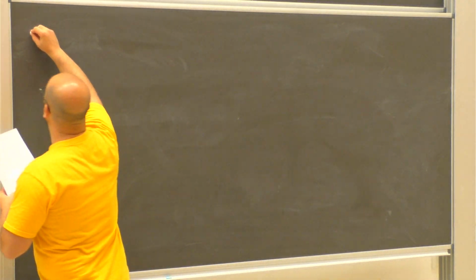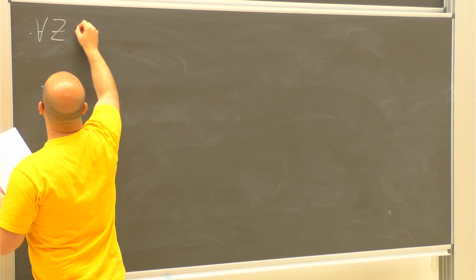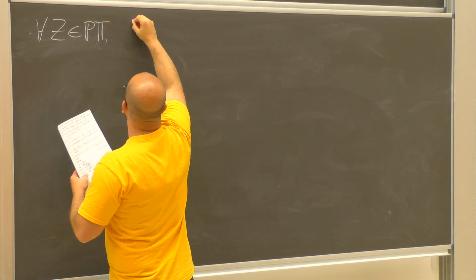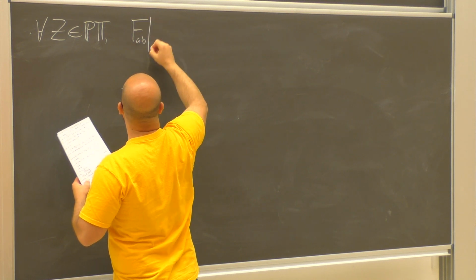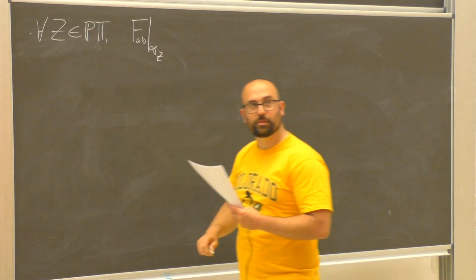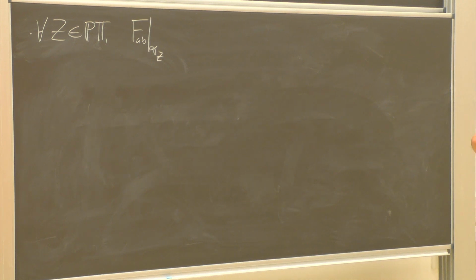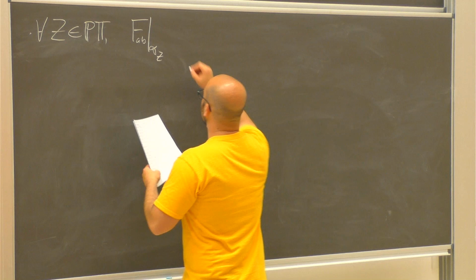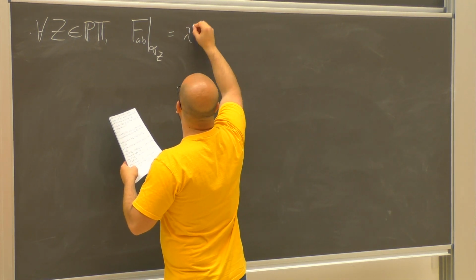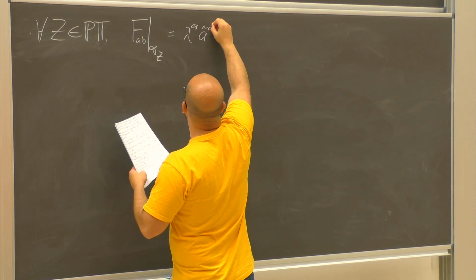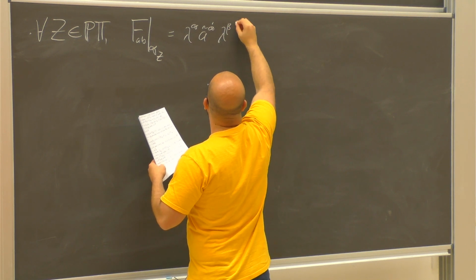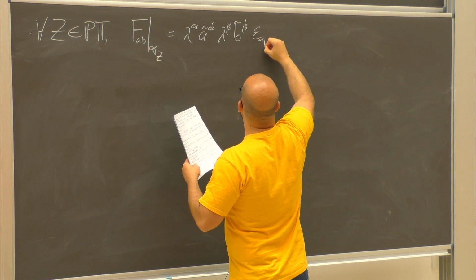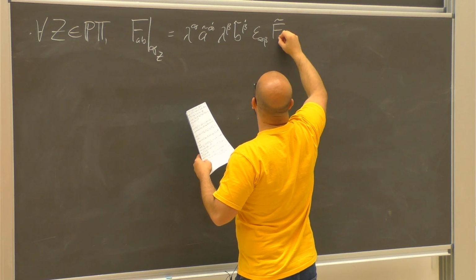So for all points in Twistor space, the restriction of the field strength to the corresponding alpha plane in spacetime. Remember, a point in Twistor space corresponds to one of these totally null two planes in complexified Minkowski space. This is just given by lambda^α A twiddle^α̇ lambda^β B twiddle^β̇ epsilon^αβ F twiddle_α̇β̇.